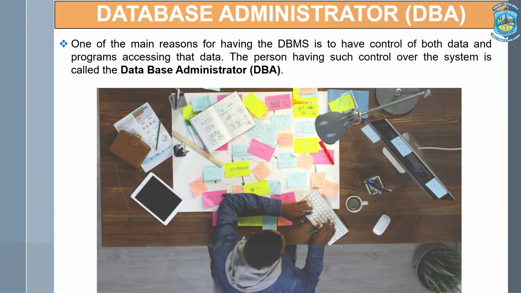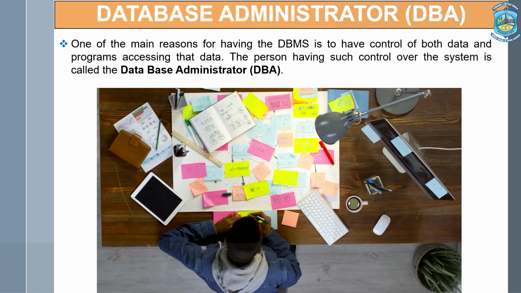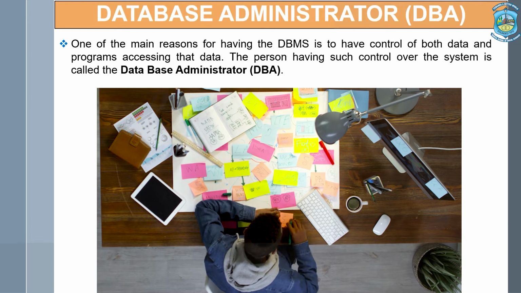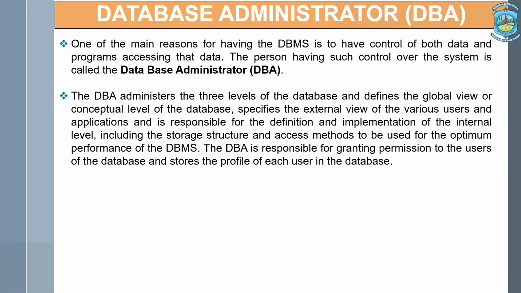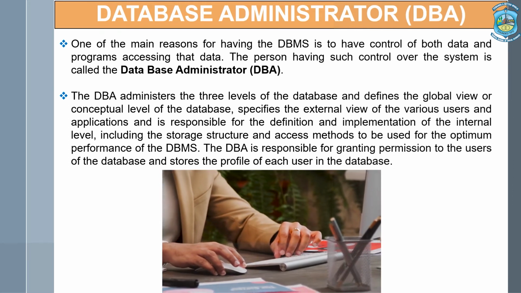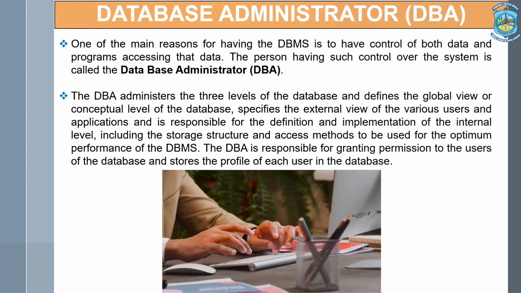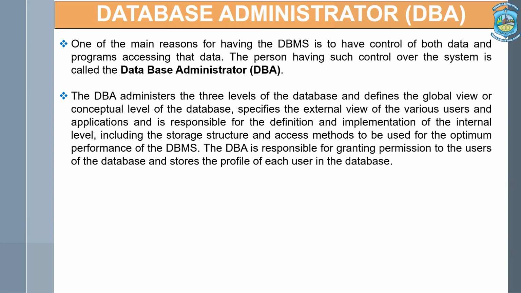Now we come to the database administrator, or DBA. The database administrator is the most important person who actually maintains and manages the database. The DBA administers the three levels of the database and defines the global view or the conceptual level of the database. It also specifies the external view of the various users and applications. This is important: he is responsible for the definition and implementation of internal level routines, including the storage structure and access methods used for optimum performance of the DBMS.